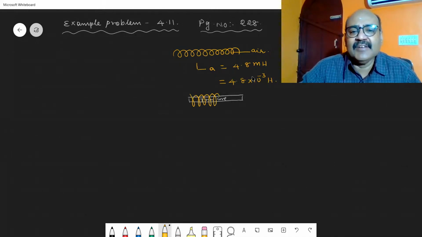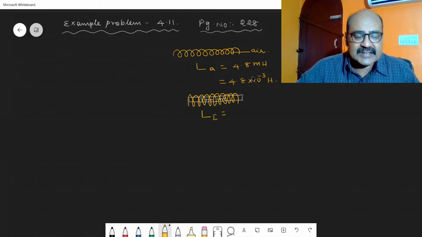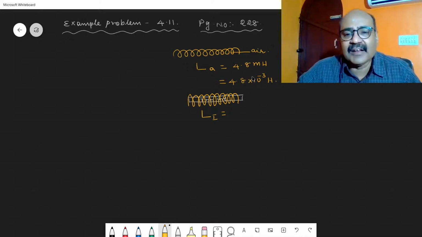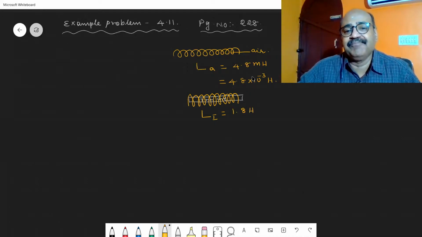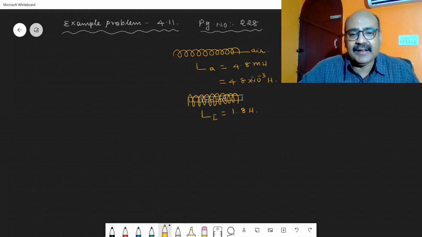So inside this, if you are having an iron core, that is air core replaced with iron core, then the coefficient of self-induction of the iron core, let us write it out as L of I, which is equal to what? Which is equal to 1.8 Henry. So find out the relative permeability of iron. You are asked to calculate mu R.